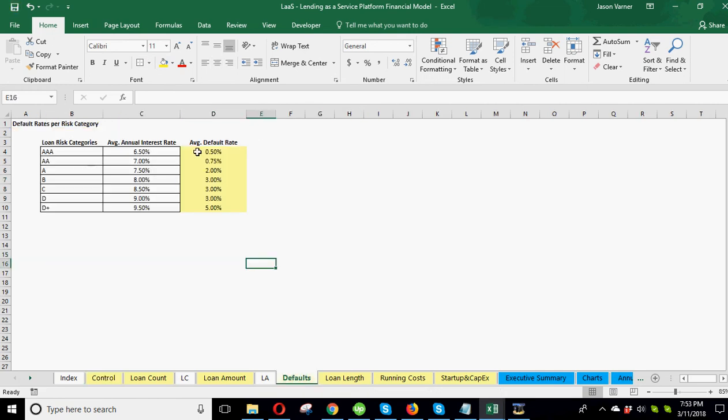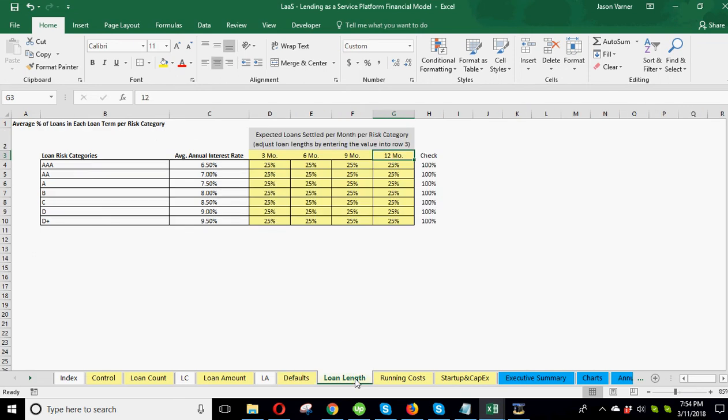Then we've got defaults. So this is just what you think the default rate is for each risk category. That'll be important in determining cash flows in the end, if you're going to cover any default amounts or some portion of that. Then we've got the loan length.